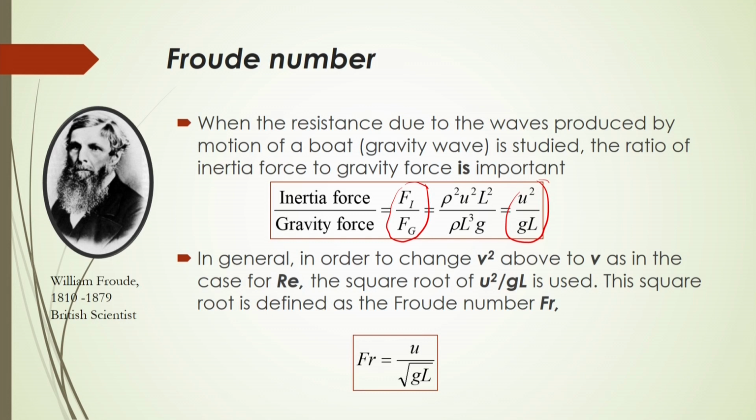In order to change the velocity to V, as in the case of the Reynolds number, the square root of u square by gL is used. This square root is defined as the Froude number, which is mostly used as the definition of the Froude number. This Froude number will again be used for similarity analysis, as in the earlier example. Now, if we consider Froude's law of similarity, then u by root gL for the model should be the same for the prototype also.